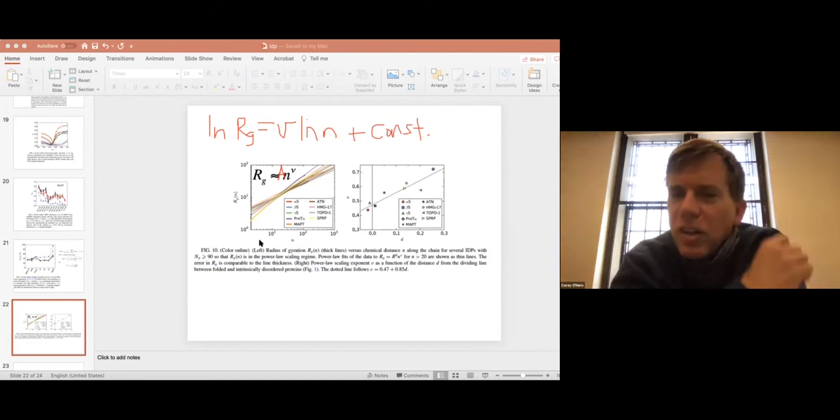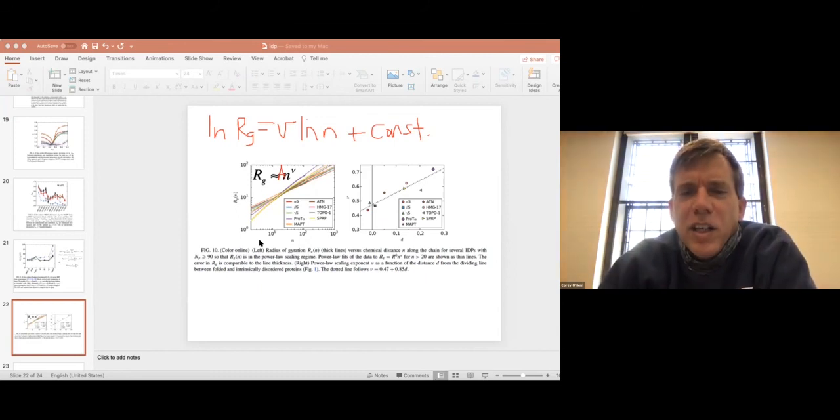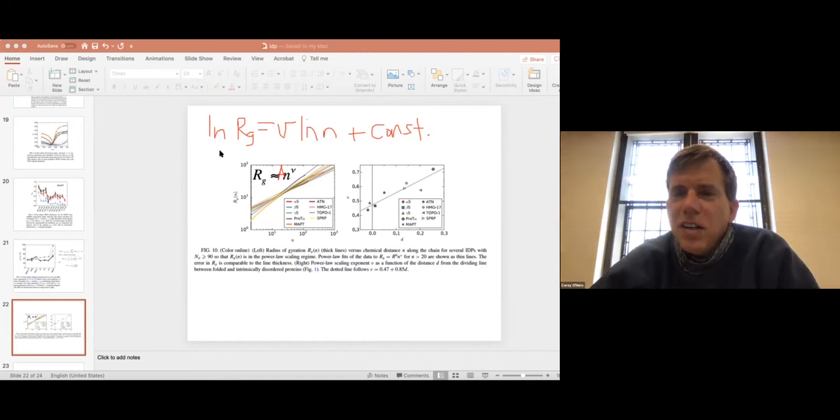So if the radius of gyration obeys the formula R_G equals A times n to the nu, where nu is a number, that's the new Greek letter, what's called a power law exponent. Then if I take the log of both sides, I get the log of the radius of gyration is equal to nu times the log of little n plus a constant, where the constant is the log of A, which is just the coefficient of that formula.